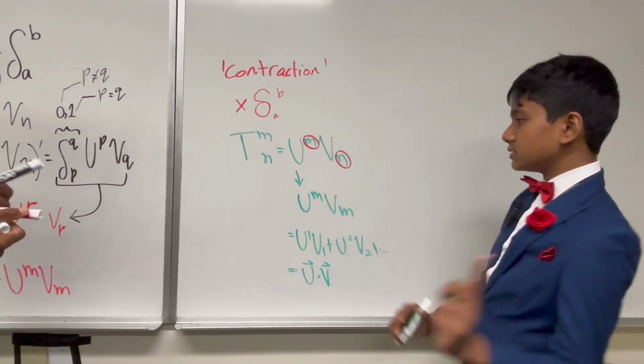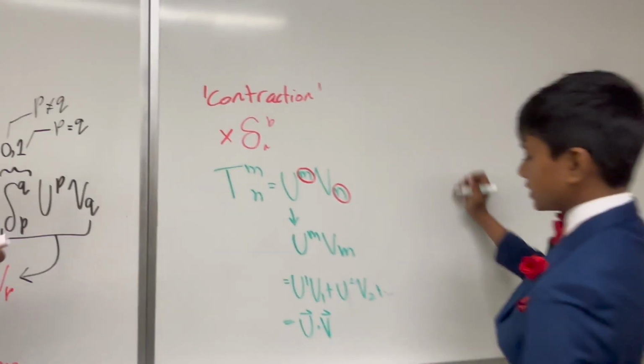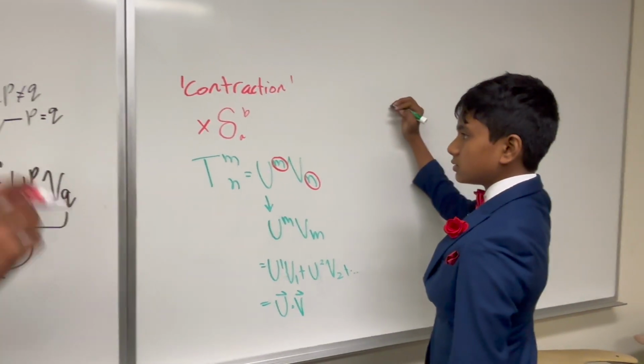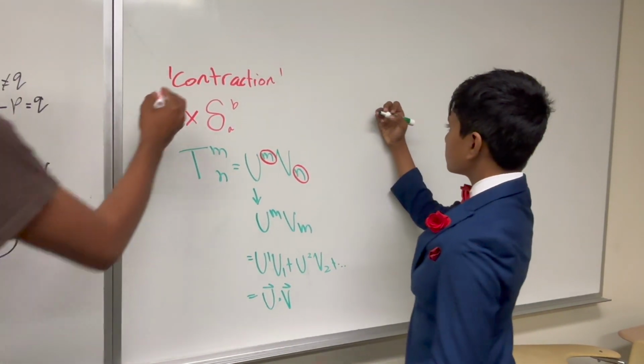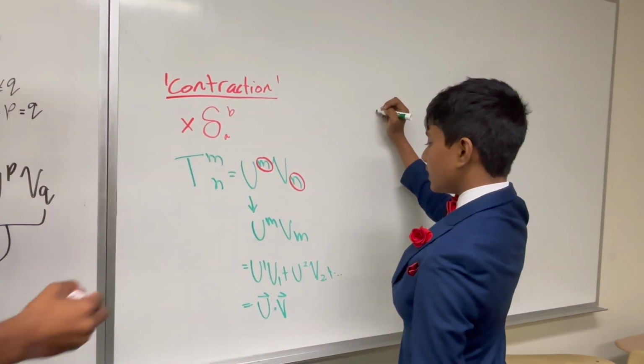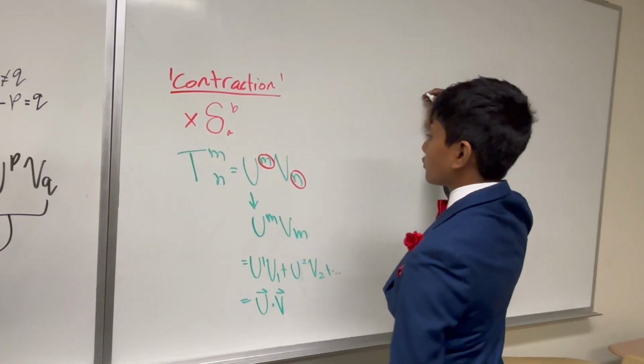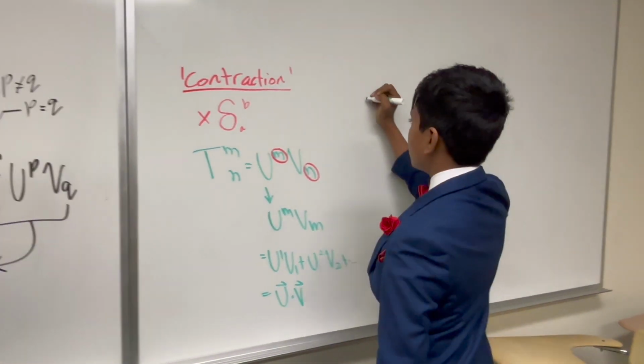But just think about it a little bit more. The dot product doesn't work on higher rank tensors. That's why contraction is a generalization of the dot product. Here's the thing: we're essentially just multiplying by the Kronecker delta for every single component of our new sum.